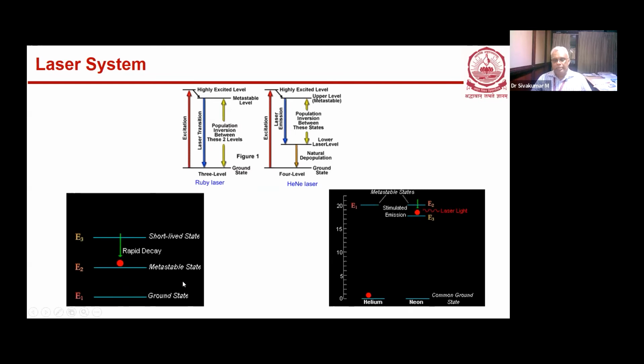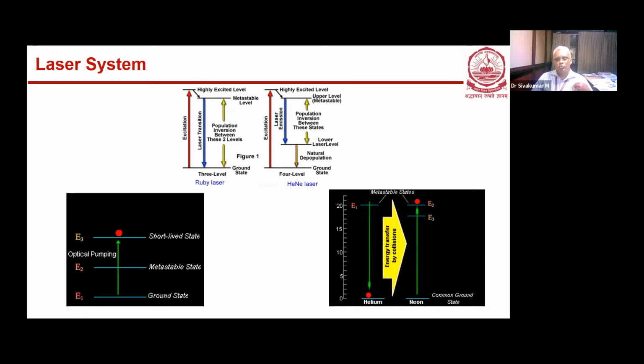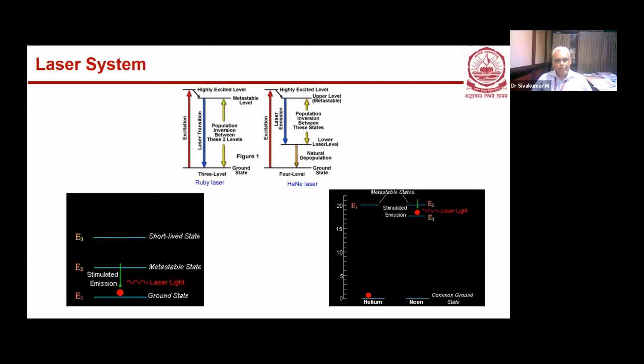But here also there is a problem, because the lower laser level is the ground level. So in order to achieve population inversion, more than half of the atoms should be excited to the short-lived state, and then they will come to the metastable state.